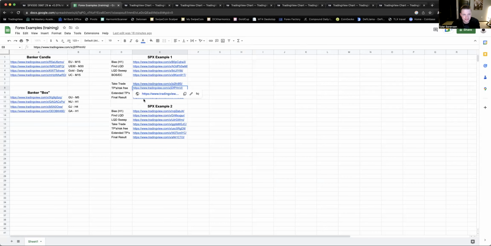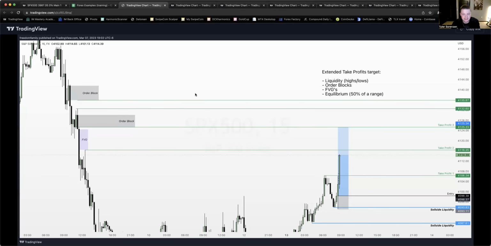And then for extended take profit levels, you're doing the same exact thing. You might have to scale out to a higher time frame for this example in order to find the next highs or liquidity that I could target. I had to scale out to the 15-minute time frame, but you're literally targeting liquidity levels, aka highs and lows. You're targeting other order blocks. I marked up a couple order blocks so you guys can get a visual reference of what they look like.